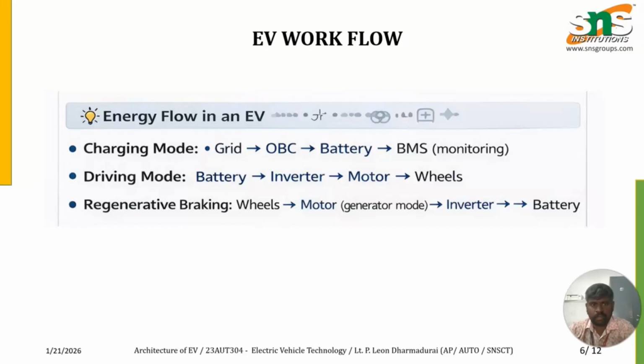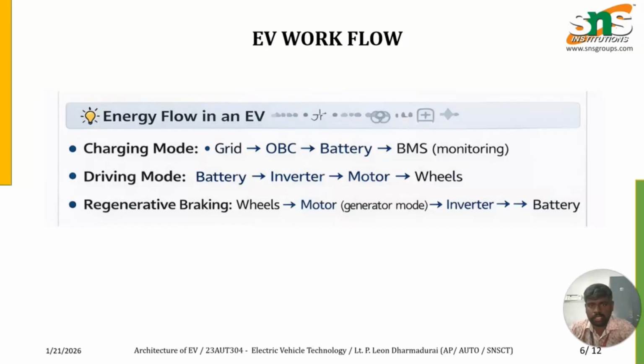The second is the driving mode, where the DC current available in the battery is passed to the inverter. The inverter converts DC to AC for supplying to the motor, and the AC current is received by the motor. The motor rotates, and since it is attached to the wheels, it also rotates the wheels, and the vehicle moves. Here, the motor converts electrical energy to mechanical energy.